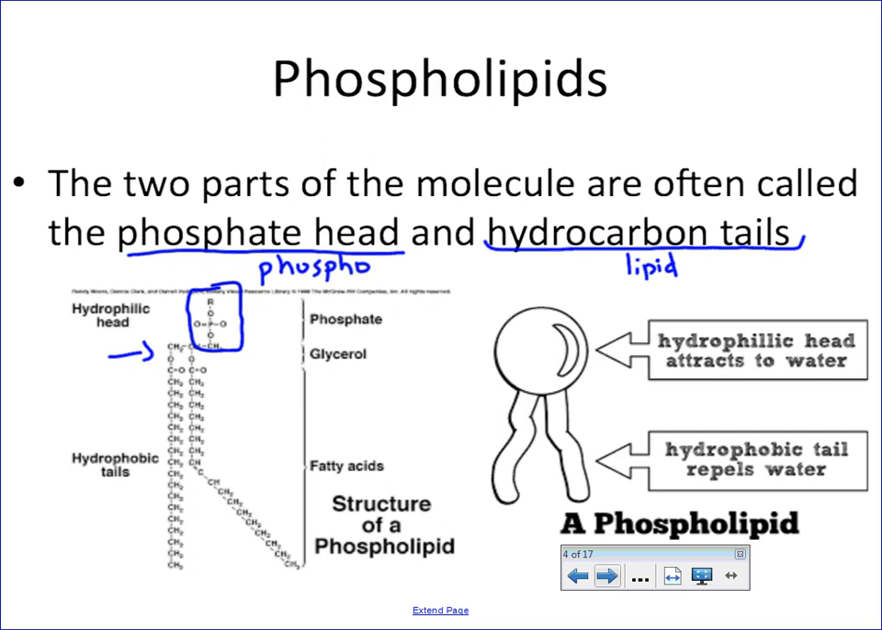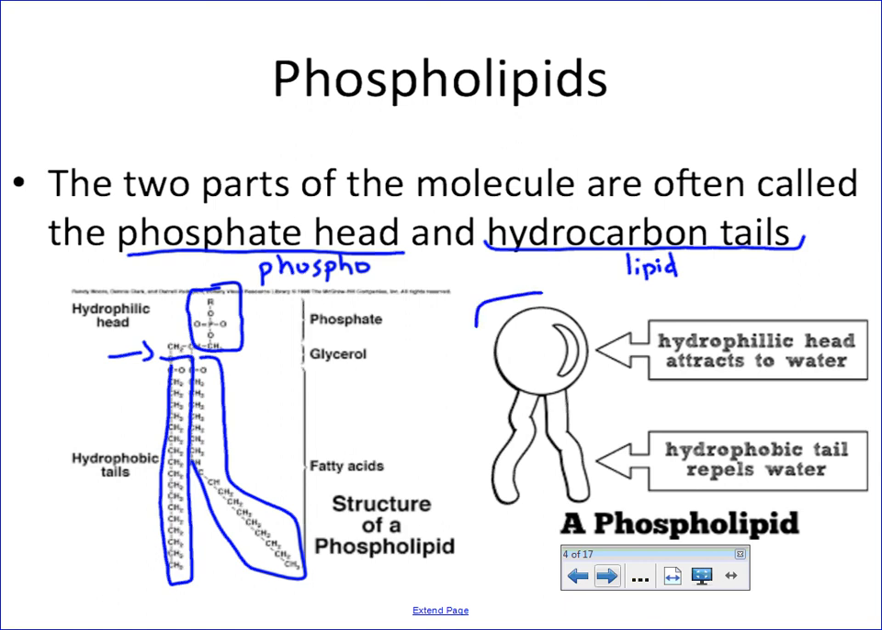The hydrophobic tails are these long chains of carbon that will be repelled by the water or will not want to interact with the water. So these two components together make up that phospholipid.